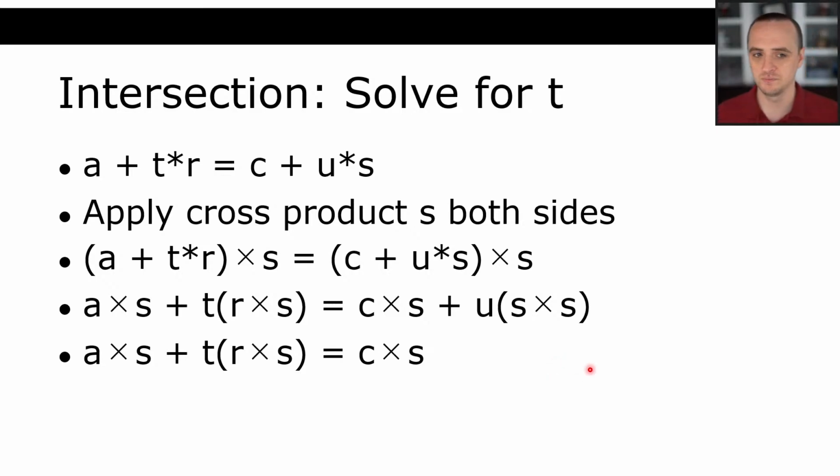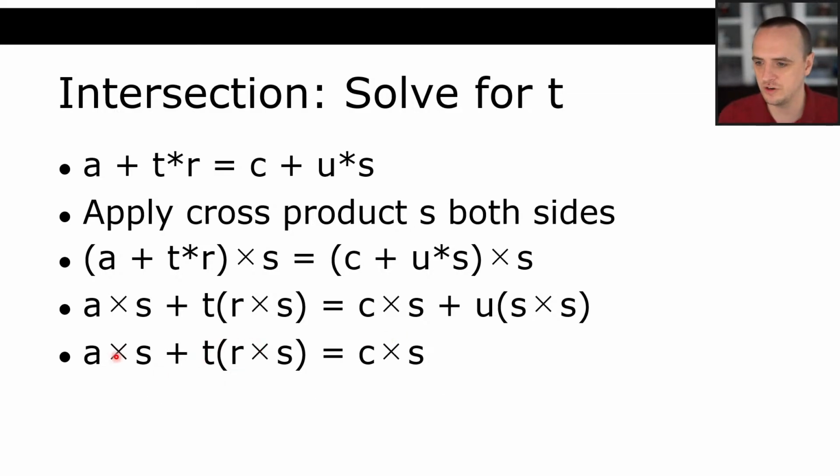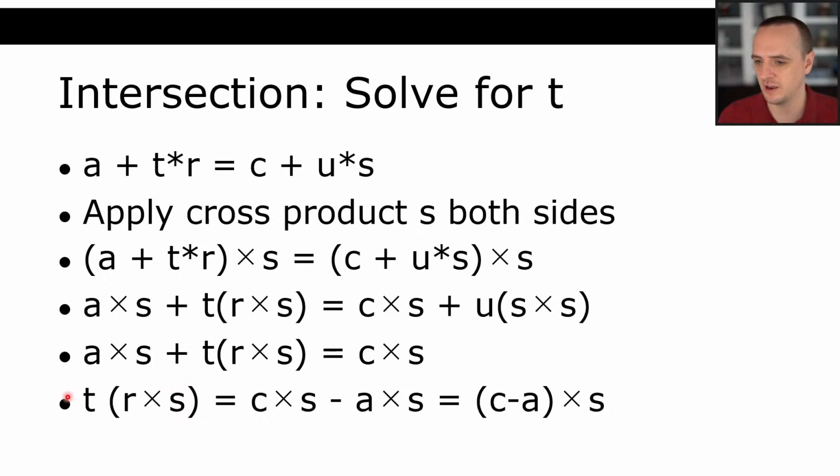So let's do something cool. We take this, and now we have this formula with no U. So what we're going to do is, we want T to be by itself. So we're going to take A cross S and move it over here, so that we're just left with T and R cross S. So we have T times R cross S over here. That's equal to this C cross S minus A cross S.